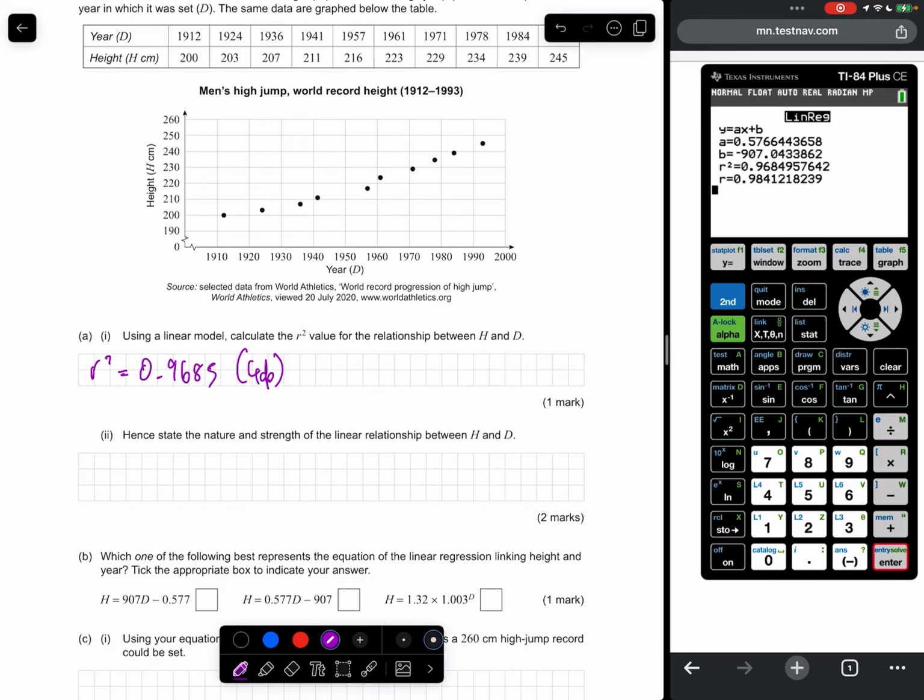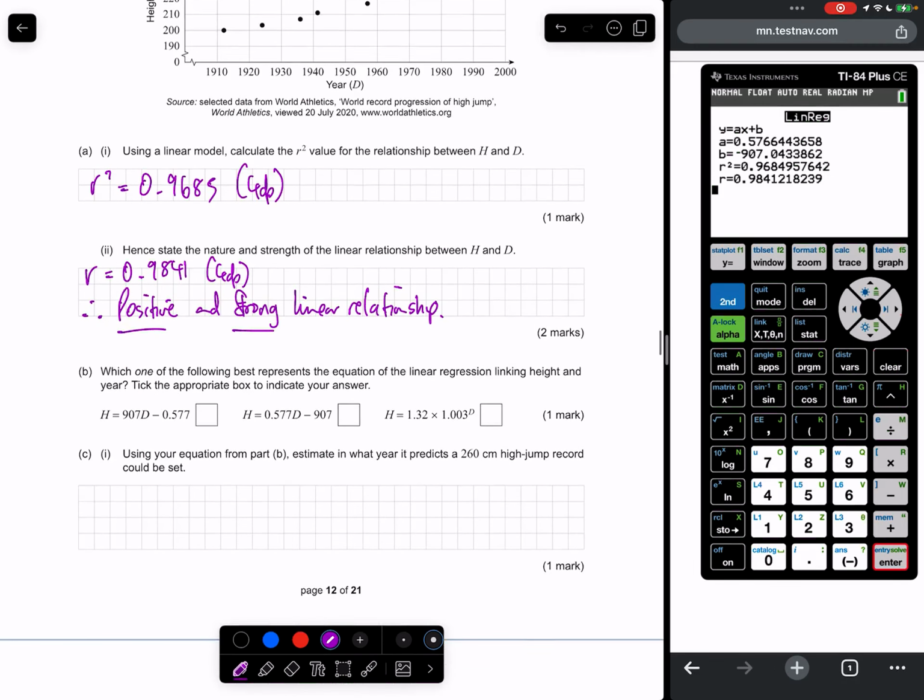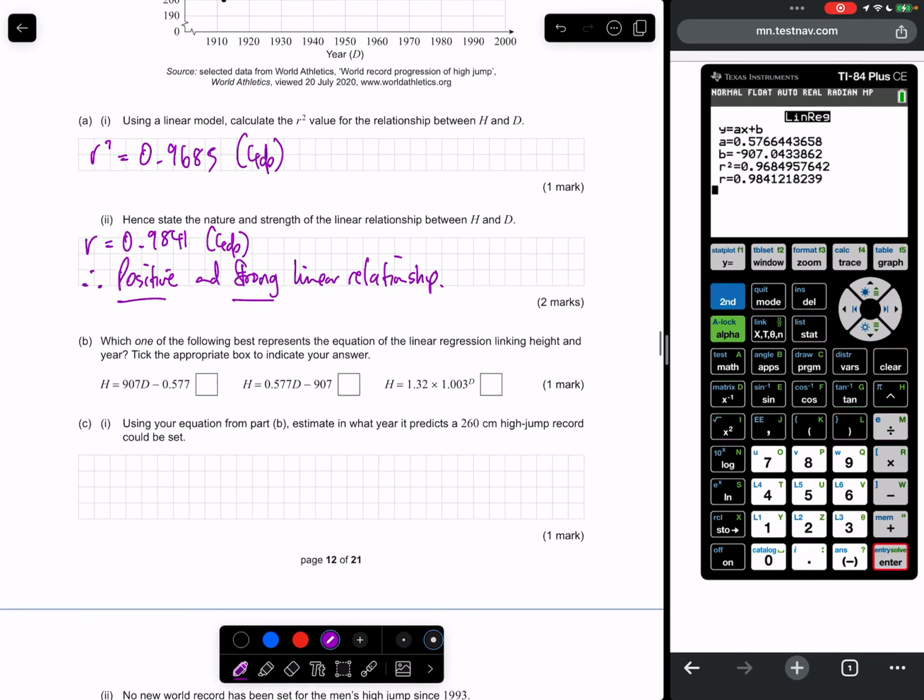Hence state the nature and strength of the linear relationship. You don't get that from R squared. You get that from R, which is 0.9841 to 4 dp. Therefore, positive and strong linear relationship. Positive and strong.